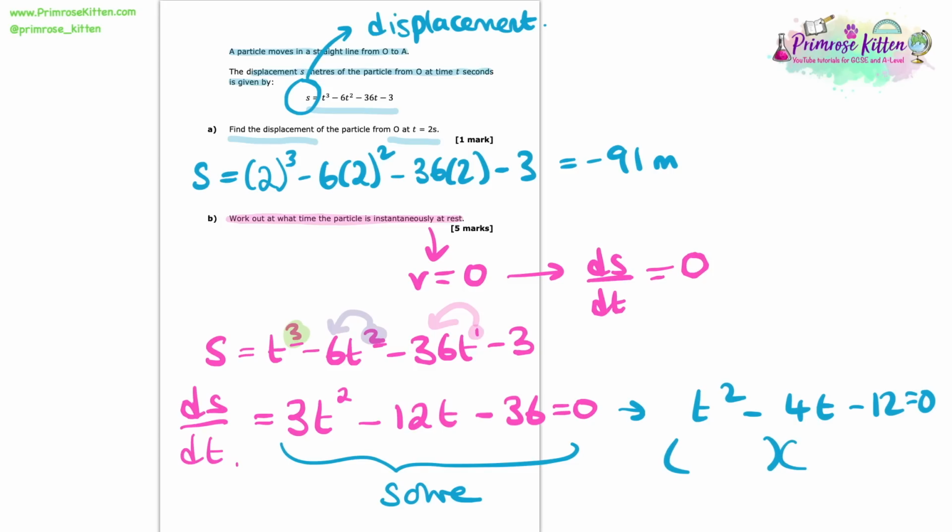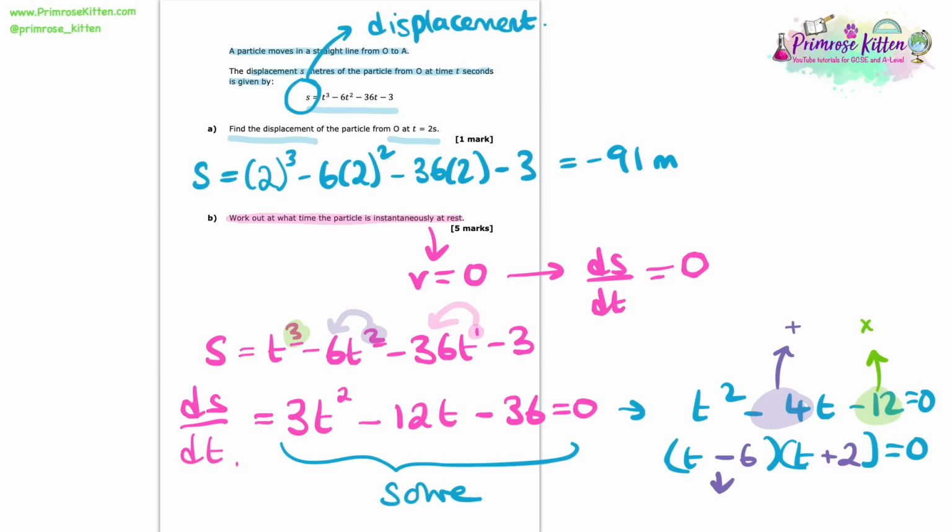So what we're left with here is a quadratic equation that we can factorise. So that's double brackets that we want. We need two numbers that are going to multiply together to give us minus 12, and that are going to add together to give us minus 4. So we need to stop and have a little think. What numbers do multiply together to give us minus 12, but will also add together to give us minus 4? And the answer here is going to be minus 6 and plus 2. So here we have t minus 6 times by t plus 2 equals 0.